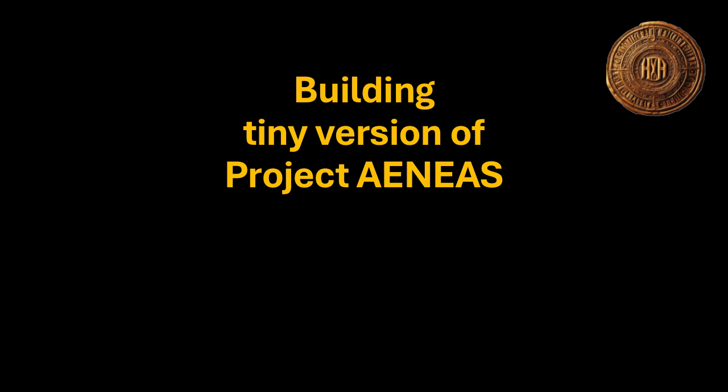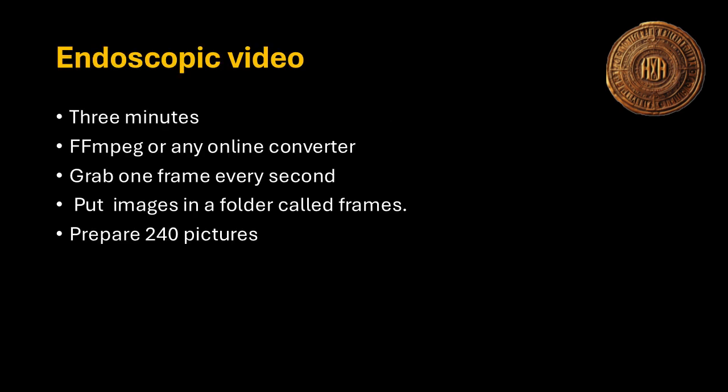All right, here's your next exercise. We're going to build a tiny version of Project AENEAS. Sounds exciting. What's the first step? First, pick one short endoscopic video. 3 to 5 minutes is plenty. Use a free tool, FFmpeg or any online converter, to grab one frame every second. Put those images in a folder called Frames. 1 frame a second. So if my clip is 4 minutes, that's about 240 pictures?